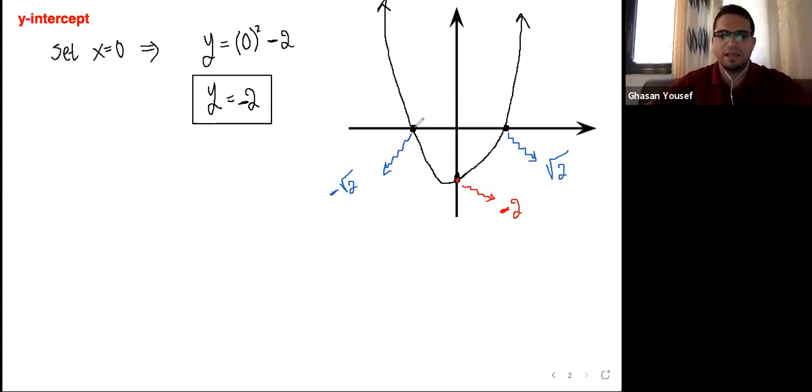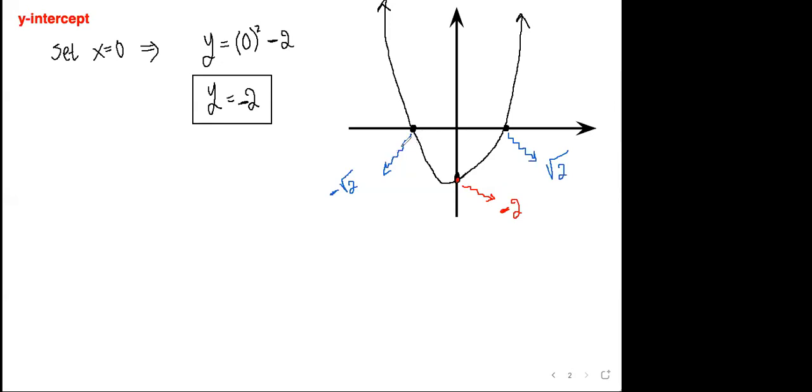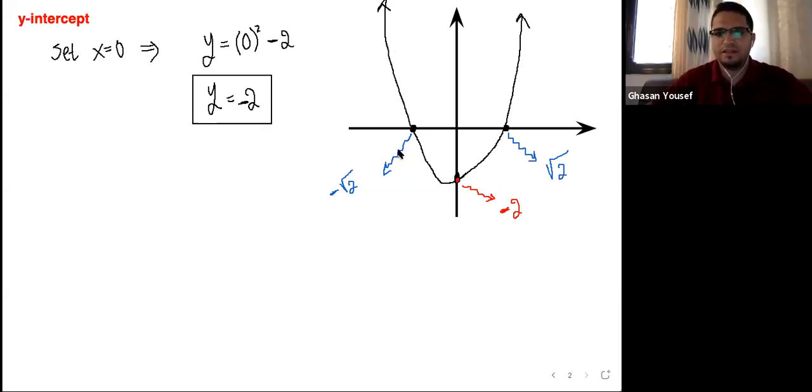This is a simple graph to show you what I mean by the x and y intercept. This is not exactly the square root of 2, because the value of the square root of 2 is more than 1, between 1 and 2. This is a sample graph to show you what I mean by the x-intercept and the y-intercept. For the x-intercept, it's where the graph intersects the x-axis, and the y-intercept means where the graph crosses or intersects the y-axis. Okay.